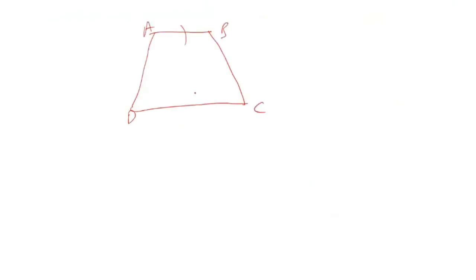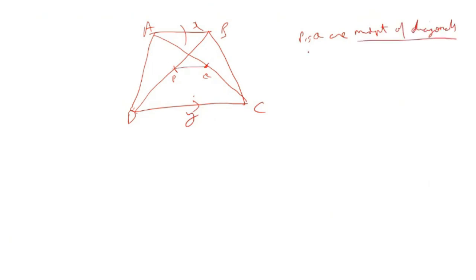This is again parallel to this. If you have these two diagonals, let's denote the parallel sides by x and y. If P and Q are the midpoints of the diagonals, then the line segment PQ will be equal to y minus x by 2. Basically, the difference of the parallel sides upon 2. Depending on which is bigger, the order will change, but yeah, the difference of parallel sides by 2 basically.